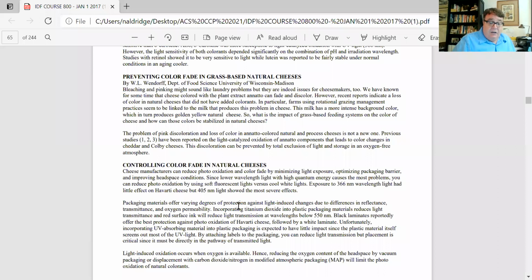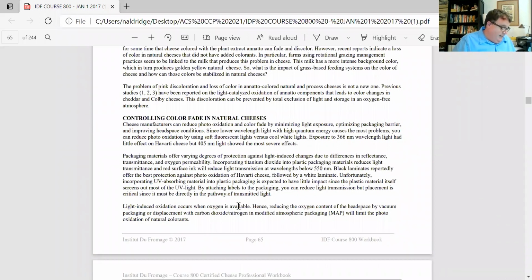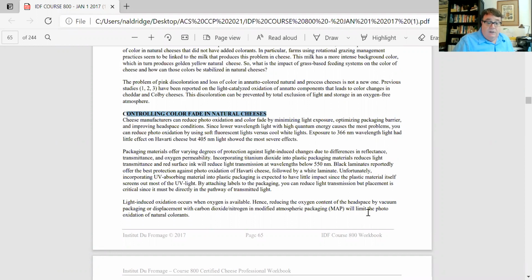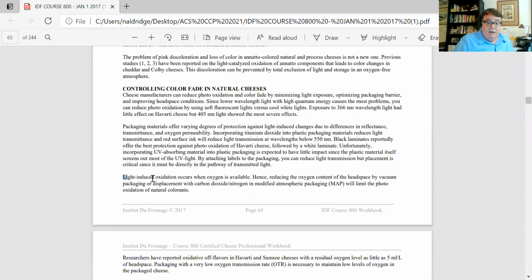The next thing to concentrate on, of course, is controlling color fade in natural cheese. I think I already mentioned that. So finish up with this paragraph as well. And then I found it very interesting, light-induced oxidization. So this very last paragraph on page 65: light-induced oxidization occurs when oxygen is available, hence reducing the oxygen content of the headspace by vacuum packaging or displacement with carbon dioxide, nitrogen, and modified atmosphere packaging. So modified atmosphere packaging, MAP, make a note of that too.